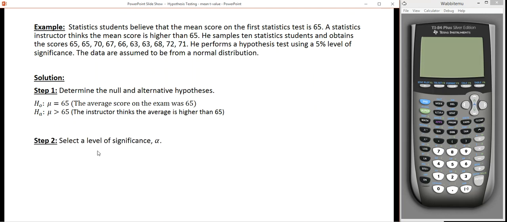Step 2, select a level of significance alpha. This time, again, we were fortunate because they told us that we were using a 5% level of significance. Remember that we always write our percentage as a decimal for alpha, so our alpha equals 0.05. Okay, so we've got all of our information here. I'll save the data so if we need it later we can use it. It doesn't look like they give us any other information in the example. We've got the data here, we've got what the students think and what the instructor thinks.